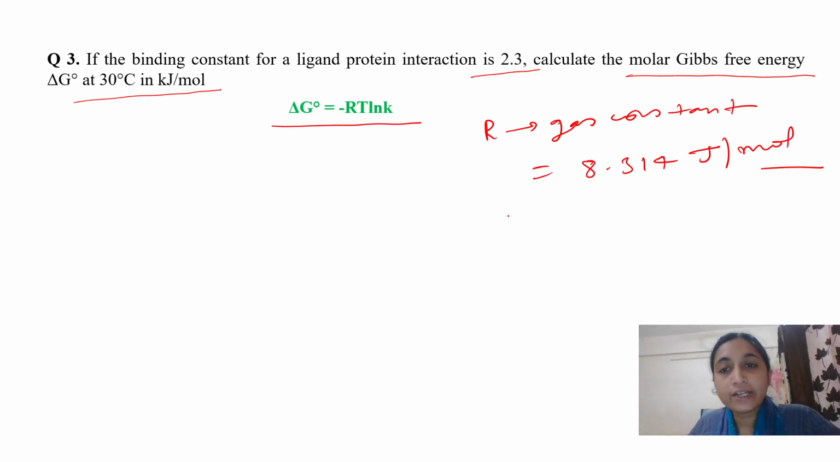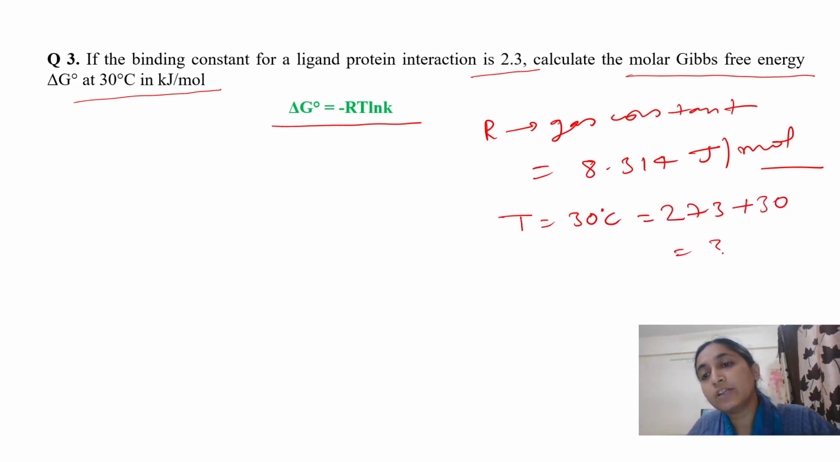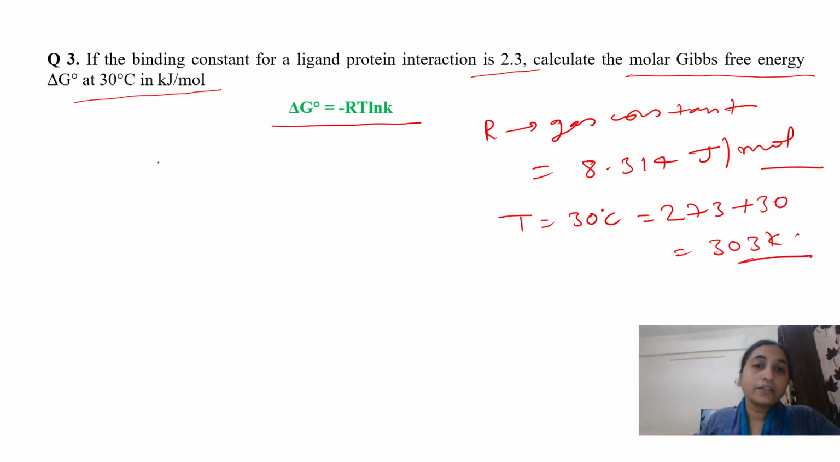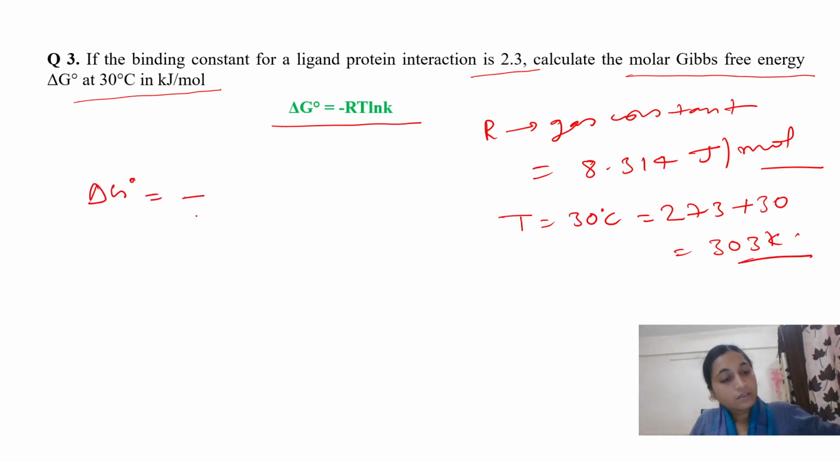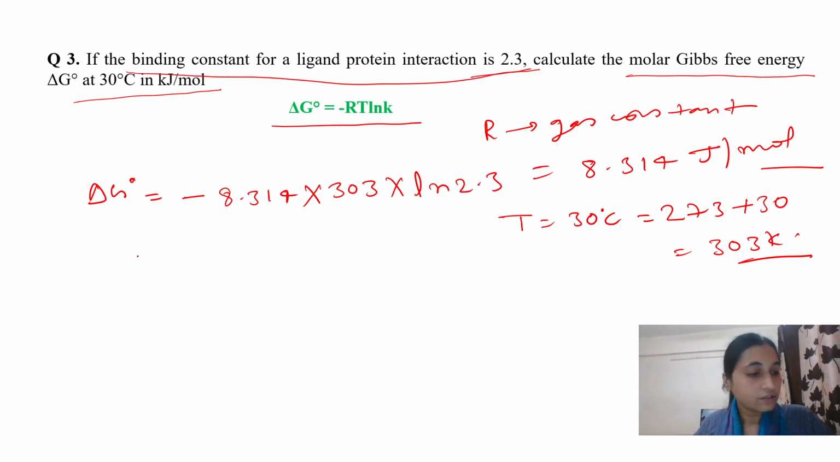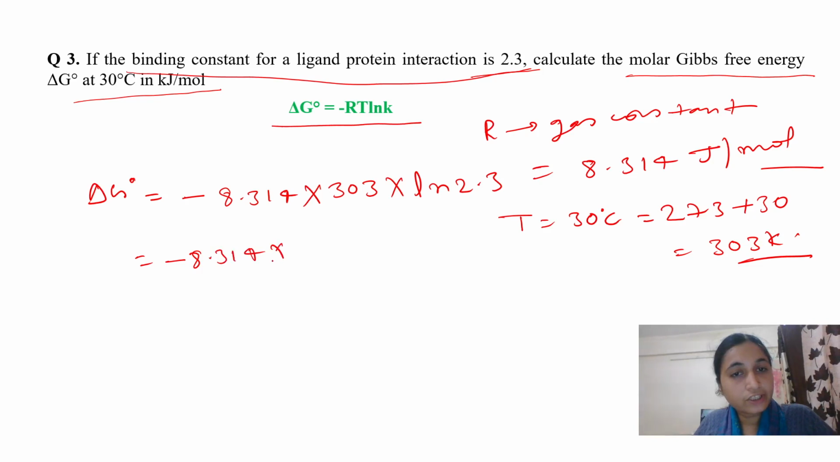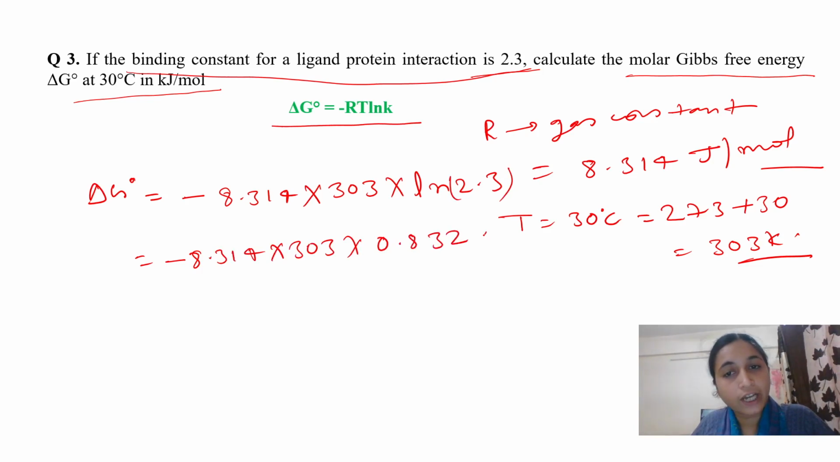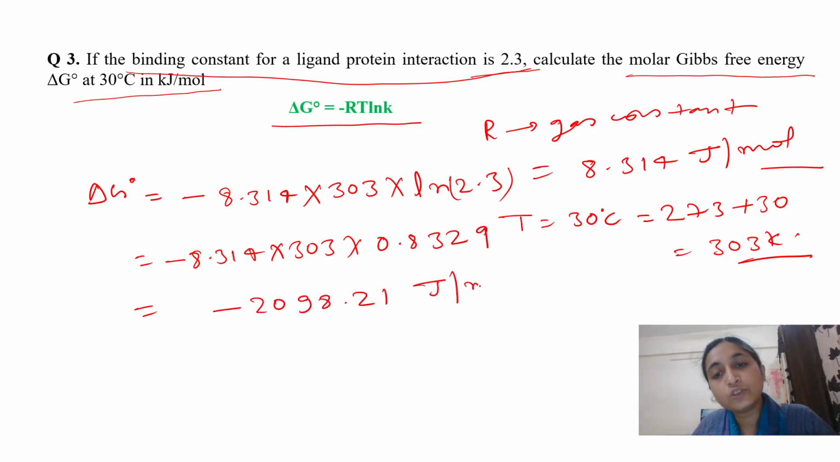And the temperature is given here as 30 degrees Celsius. We should take it in Kelvin, so 273 plus 30 equals 303 Kelvin. Now we will calculate del G naught. Del G naught equals minus 8.314 into 303 into ln 2.3, where the binding constant is 2.3. ln 2.3 is 0.8329. So this will be equal to 2098.21, and this will come in joule per mole.